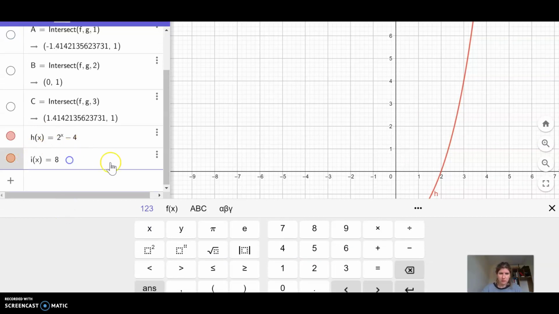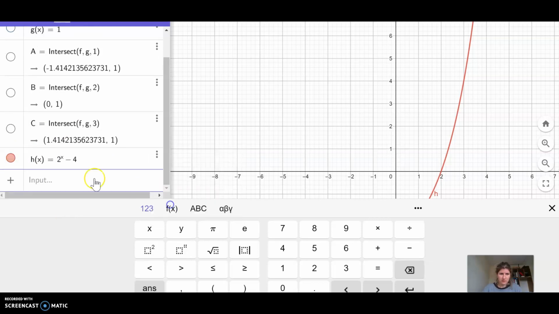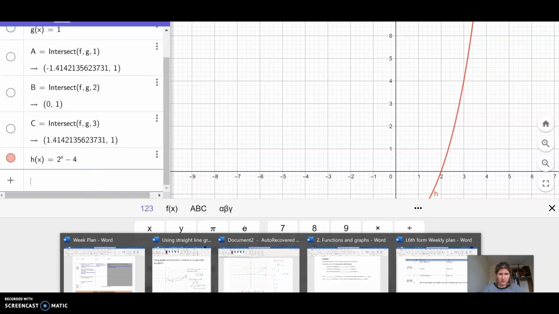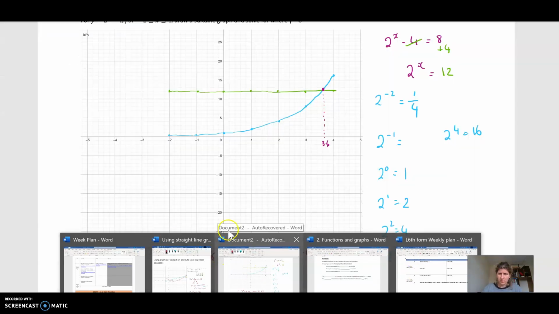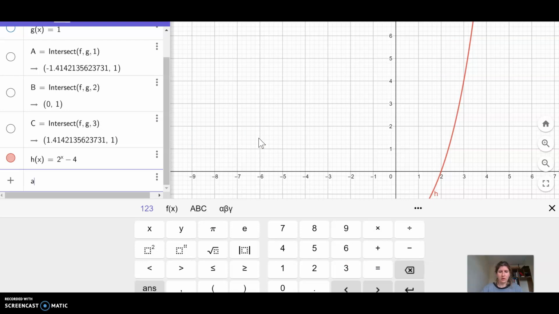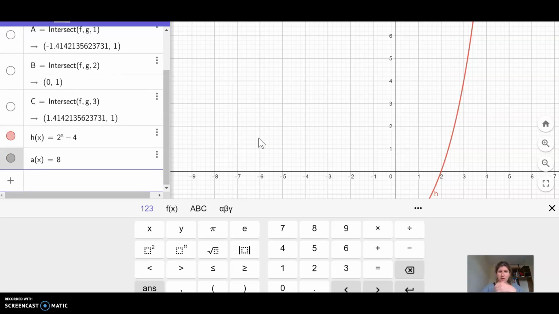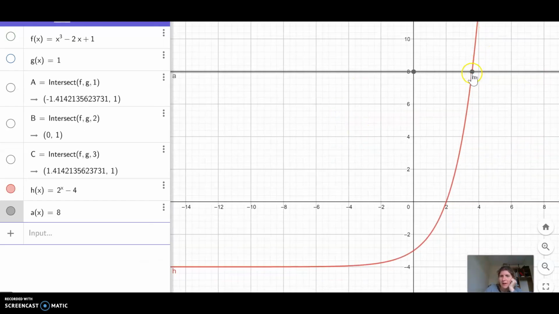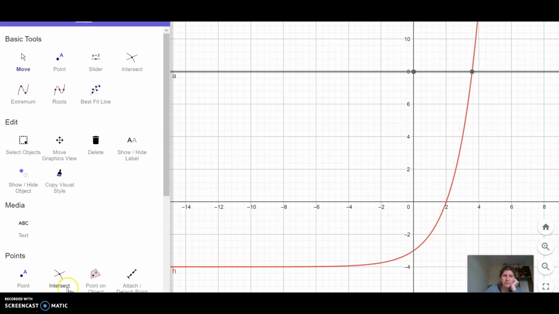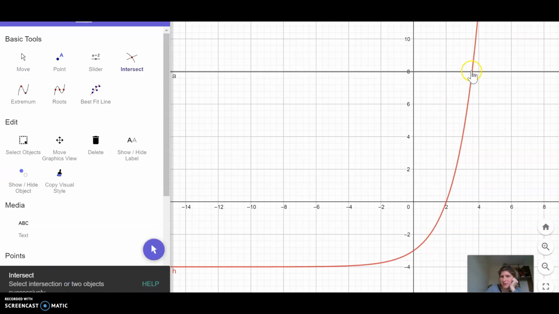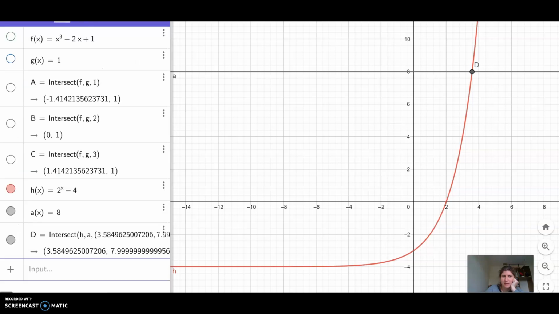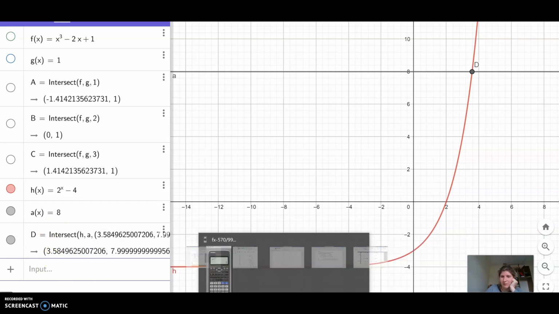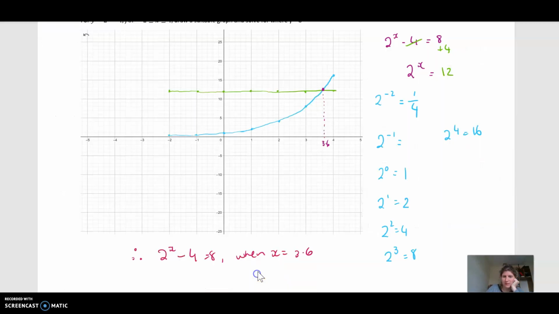Nope. What was it? I've forgotten what the actual... Equals 8. So then I'll go a of x equals 8. Oh, all right, I see what the problem is. I haven't scrolled down enough. So equals 8, so there's my graph. And if I find that point of intersection again, using intersect, I can see that that's equal to 3.58. So around about 3.6. So that one was actually pretty accurate. We did well with that one.